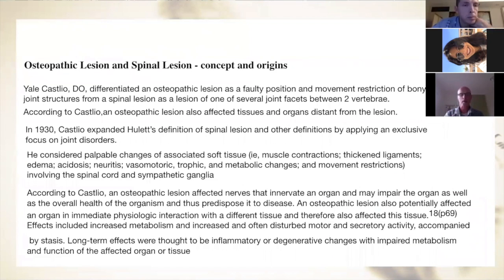And then we have Castillo in 1930, who developed upon his definition of the spinal lesion. Of course, he looked at the spinal lesion as one of several joint facets being involved. So he's looking at that dynamic of the joint structure and how we actually begin to address the palpatory soft tissue presentations dealing with the consequence effects of that. According to Castillo, an osteopathic lesion affected nerves that innervate the organ and may impair the organs as well as the overall health of the organism, and thus predispose to disease. Now, this is not excluding other contributing factors.